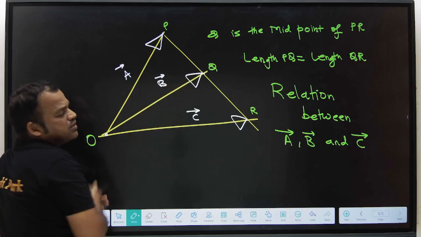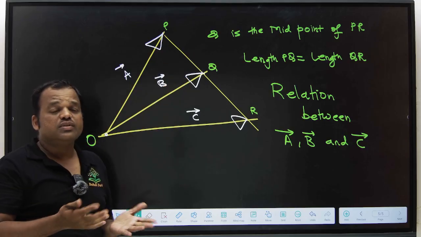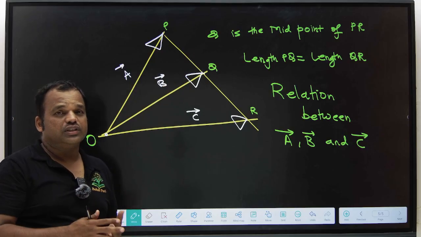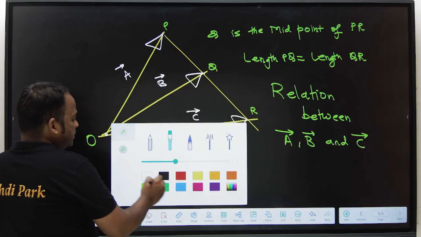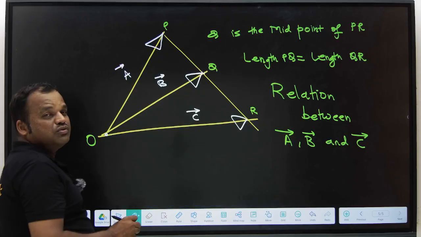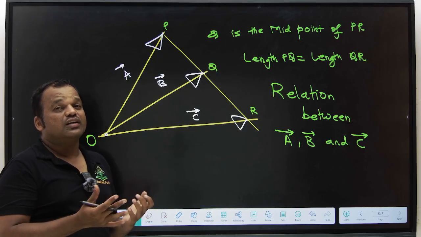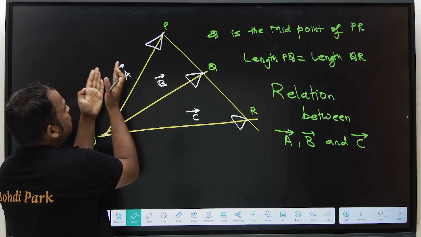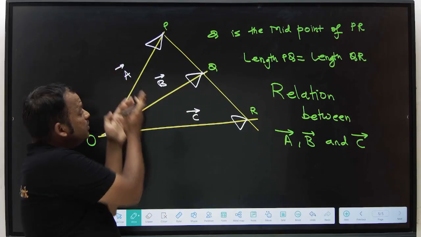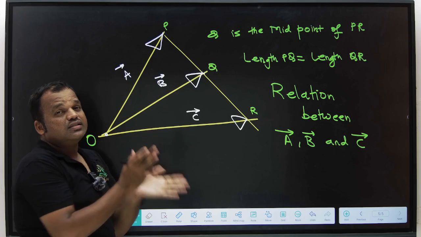So how to solve this type of question? We can assume something which is not given in the question. So this is the short trick here. How to use triangle law to find the relation between A, B and C when they are not forming three sides of a triangle?